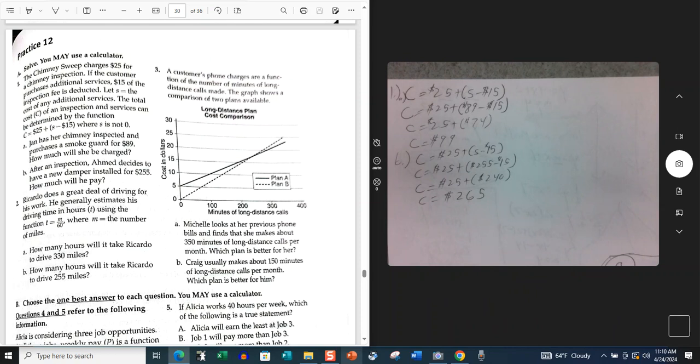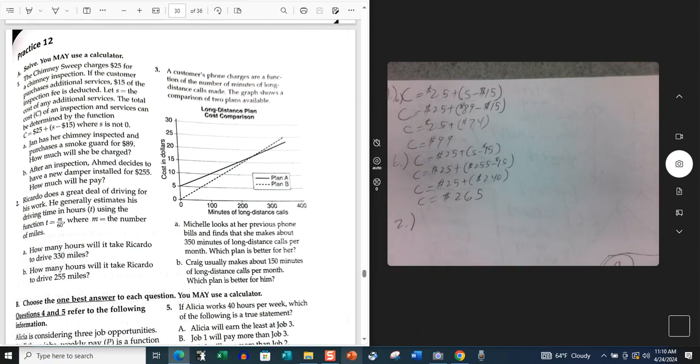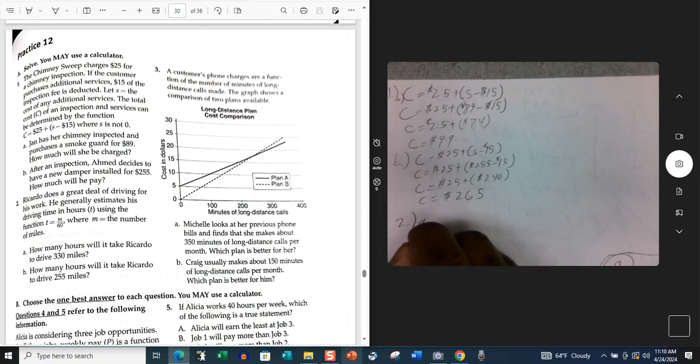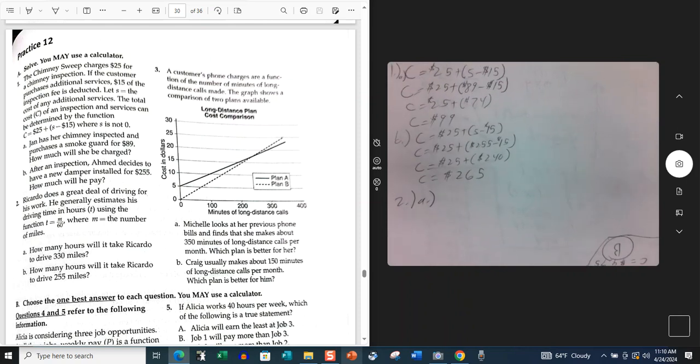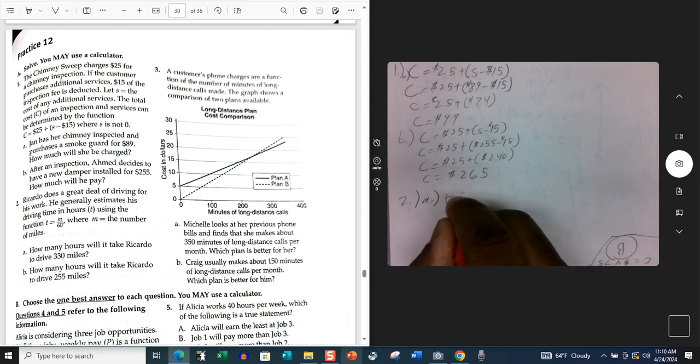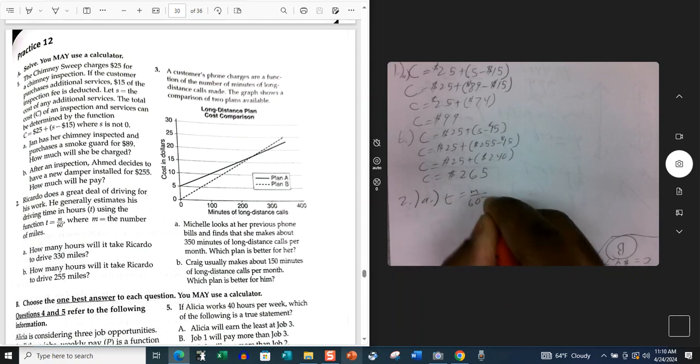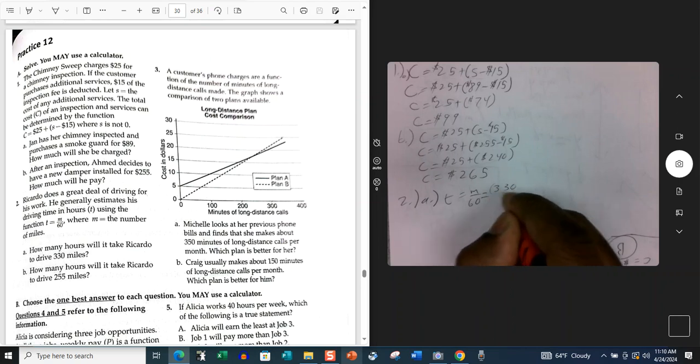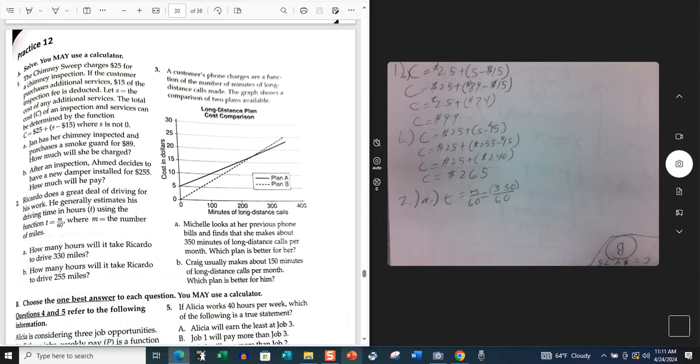Okay, now the next thing we would do, we would go to problem number 2. It says Ricardo does a great deal of driving for his work. He generally estimates his driving time in hours, t, using the function t equals m over 60, where m is the number of miles. So we go to question A. It says, how many hours will it take Ricardo to drive 330 miles? So we had t equals m over 60, and we know m is the number of miles. So we'll substitute 330 for m.